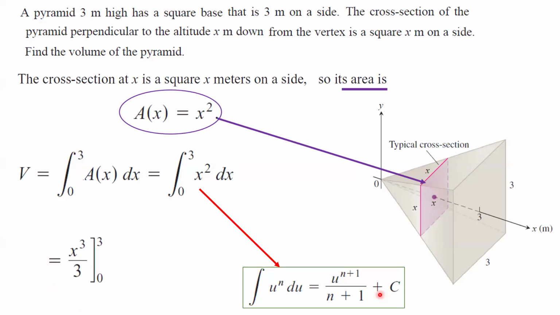x ranges between 0 to 3. When you plug in 3, you get 27 divided by 3, or 9 cubic meters. This is the volume of this object using the general slicing method.